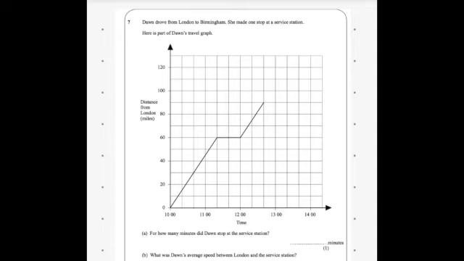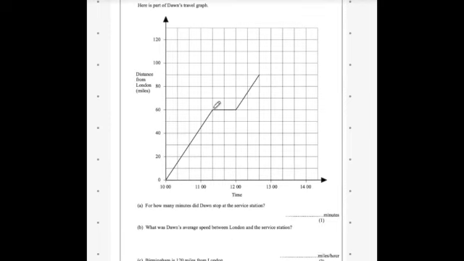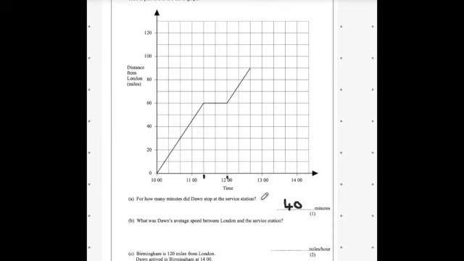See this next question. Dawn drove from London to Birmingham. She made 1 stop at the service station. You can see that straight line there is the service station. For how many minutes did Dawn stop at the service station? So remember, when it stops, that is basically the straight line part because the distance isn't moving, but the time is still increasing. You can see that is that little distance there. So there's 3 blocks between 11 and 12, so each block is 20 minutes. 20 times 2, that's 40 minutes.